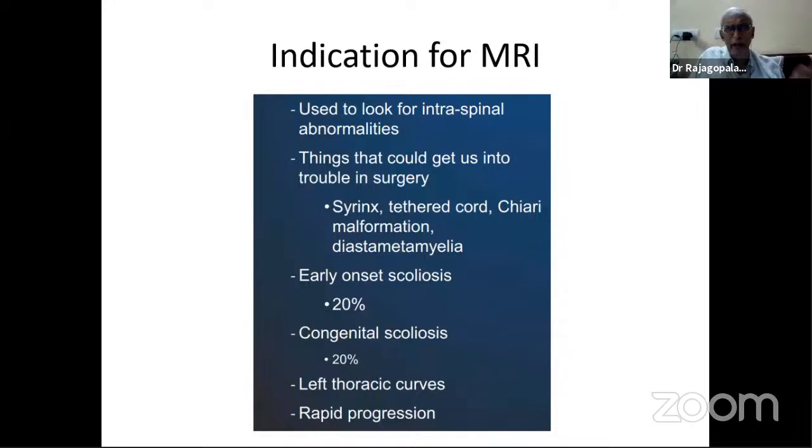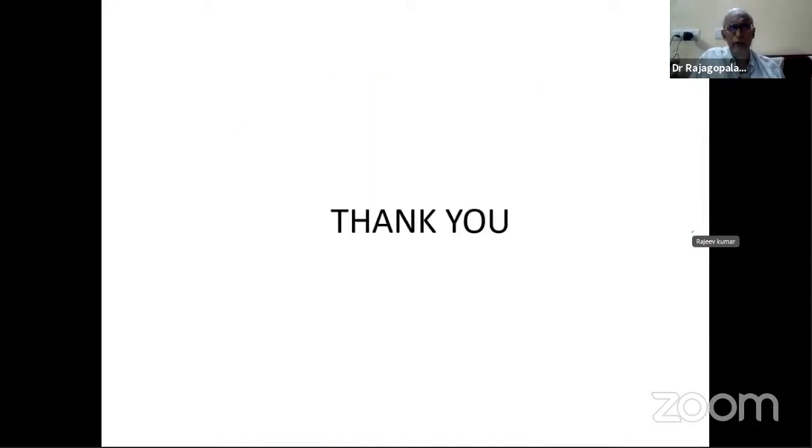When you do an MRI, that's very important. When you think of a spinal dysraphism, when you have neurological abnormality, or you are planning surgery and you don't know whether everything is all right, in all congenital scoliosis, or when there is rapid progression, or a left thoracic curve, or early onset scoliosis, these are indications for MRI. Usually your examination will stop with that. I will stop, unless otherwise, I hope I can see Janki not looking happy. I think I have crossed the time limit.